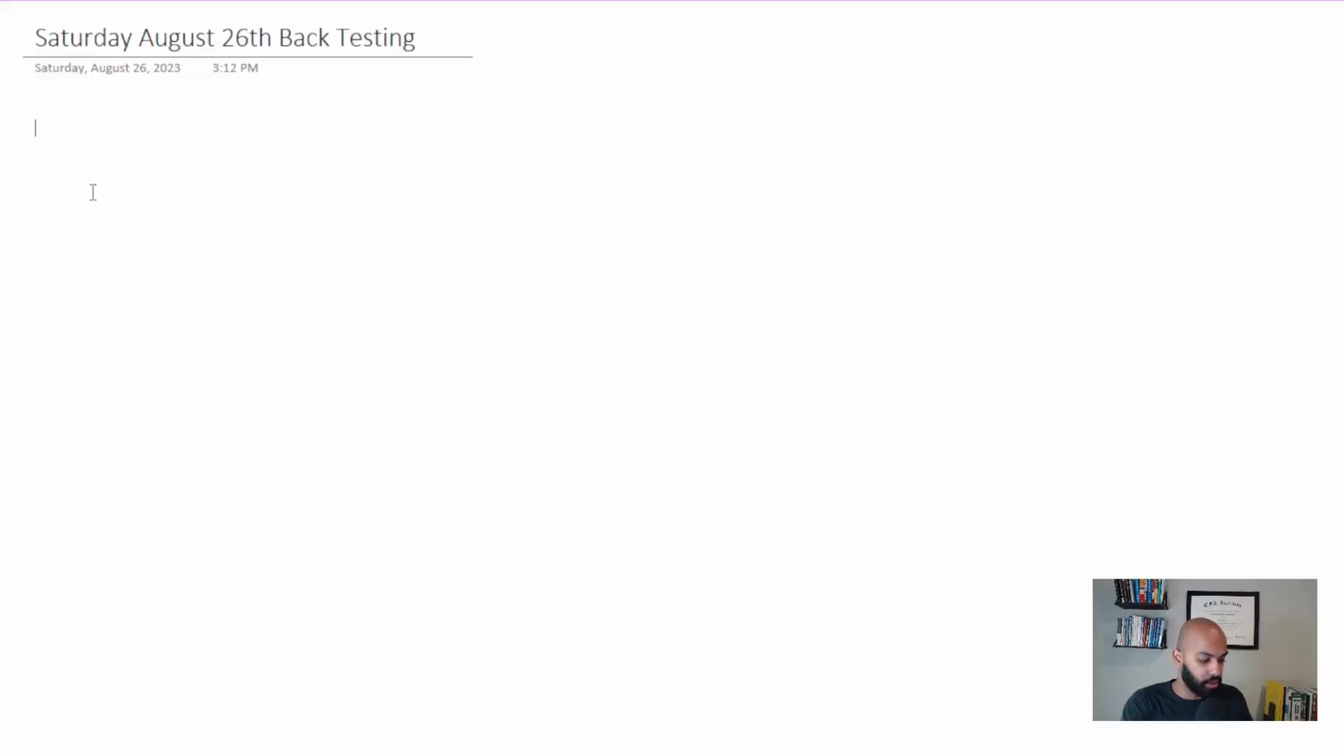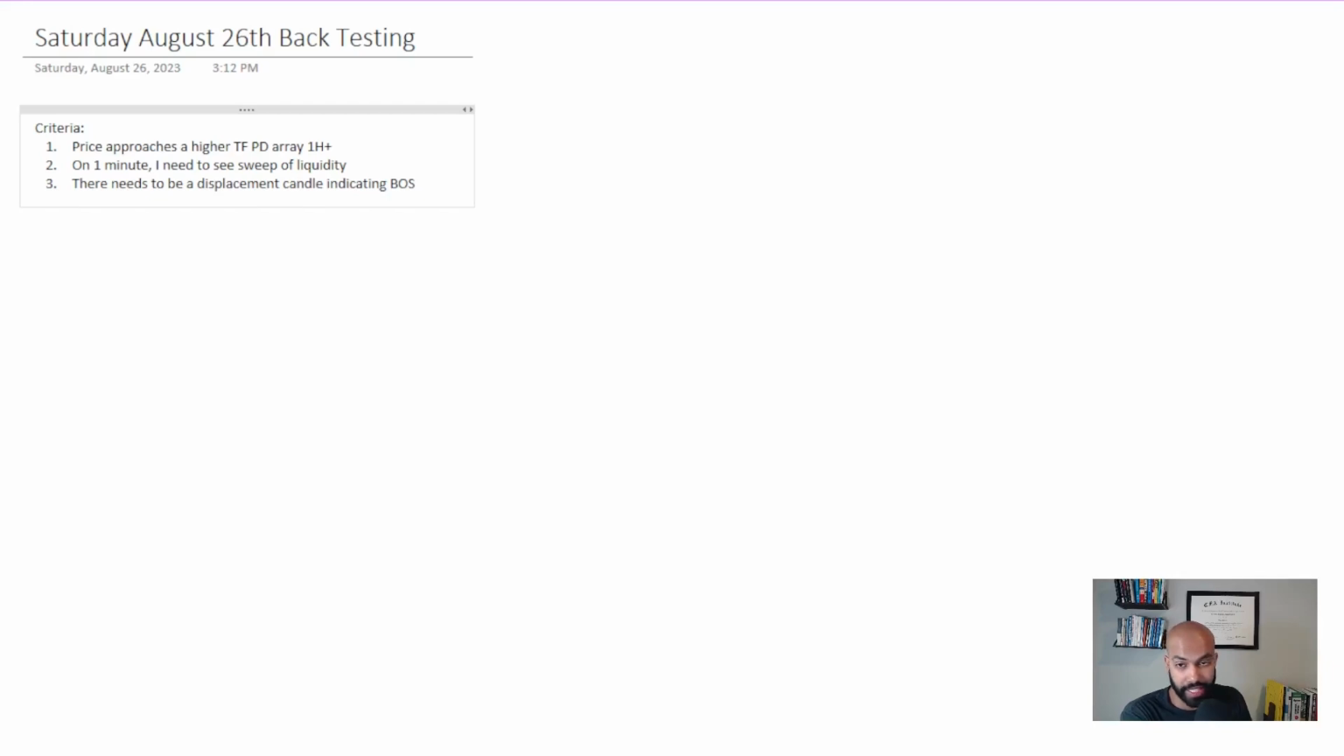Since I'm backtesting, I want to write down my criteria so I know what I need to look for before I can even log it in here. So first thing I need to see here is that price approaches a higher time frame PD array, and for me higher time frame is 1 hour or higher. And then on the 1 minute I need to see a sweep of liquidity, and then there needs to be a displacement candle that indicates a break of structure. And then I have 4 different ways I can enter on, and I'm going to backtest all 4 of these just so I can kind of see, hey, what are the best possible trades. So I can enter on a fair value gap, an order block, a breaker block, or a mitigation block.